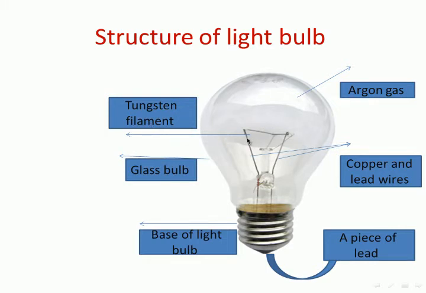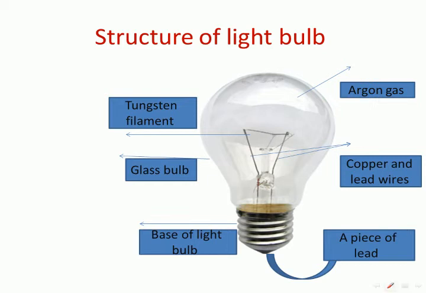Its function: it heats up and glows when the electric current passes to it through the copper and lead wire. Number 3, copper and lead wire. Its function is to connect the filament with the base of the light bulb and transfer electricity from the base of the bulb to the filament to heat up and glow.